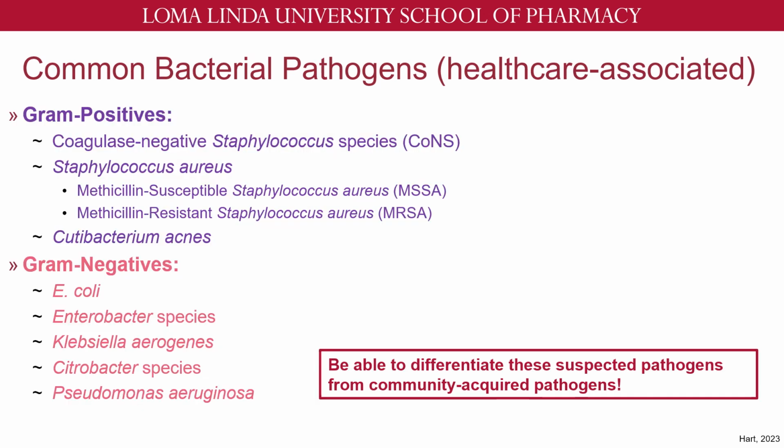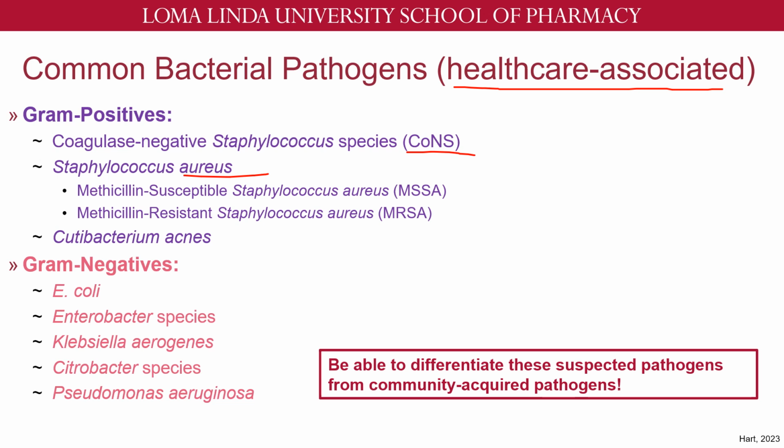All right, so we just looked at our community-associated bacterial pathogens. So what about our healthcare-associated infections? This is going to shift entirely. When we look at gram-positives with our healthcare-associated infections, we think of coagulase-negative Staphylococcus species. We also think of Staphylococcus aureus, so we have methicillin-susceptible Staph aureus and methicillin-resistant Staph aureus, so MSSA or MRSA. And then we also have Cutibacterium acnes. These are our more common gram-positive infections that we'll see with healthcare-associated meningitis.